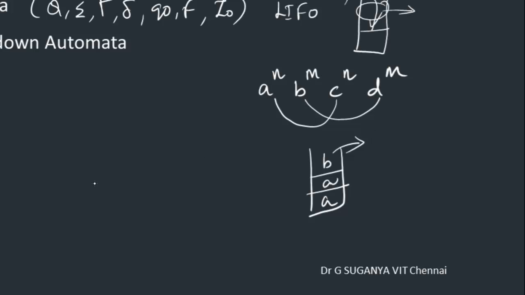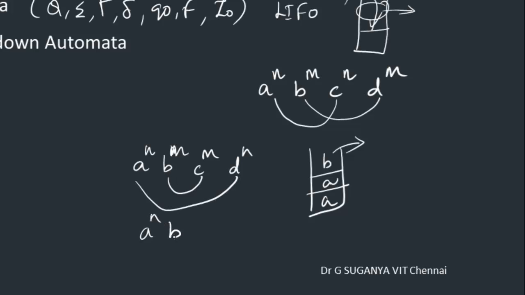So whenever there exists a concentric pattern in the type of languages that you have, let us say a power n, b power m, c power m, d power n, or if it is a power n, b power n, c power m, d power m, where you can map it like this and like this, you can go for using pushdown automata. Languages of the earlier kind are definitely not possible.